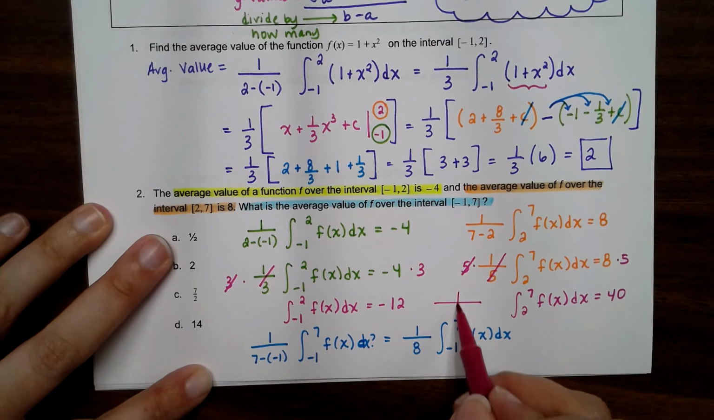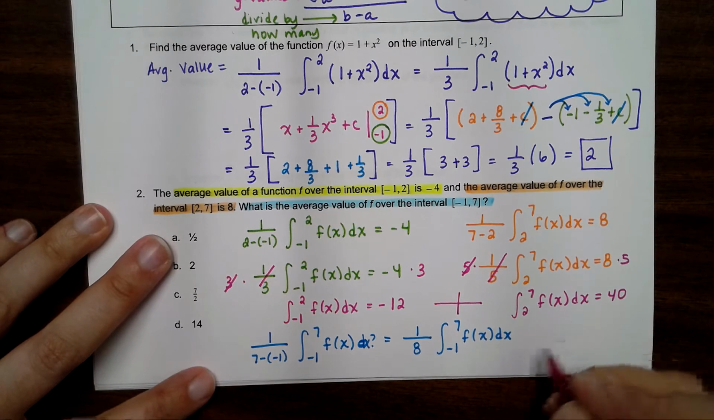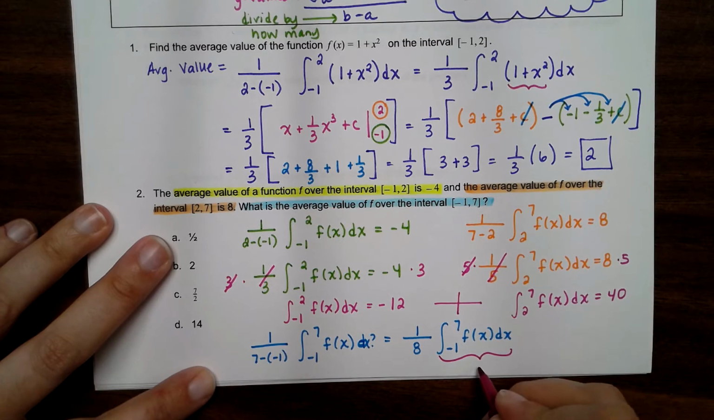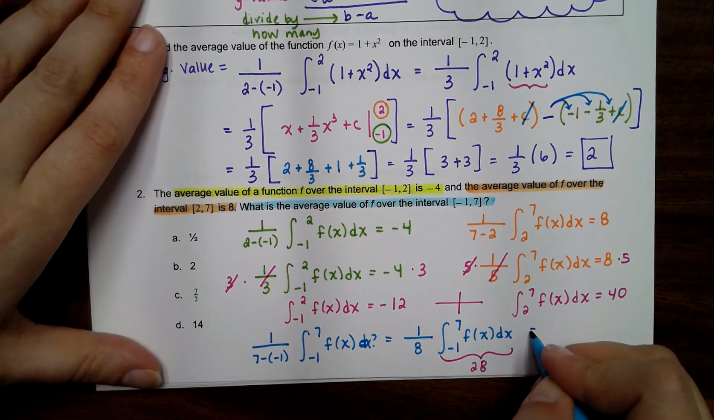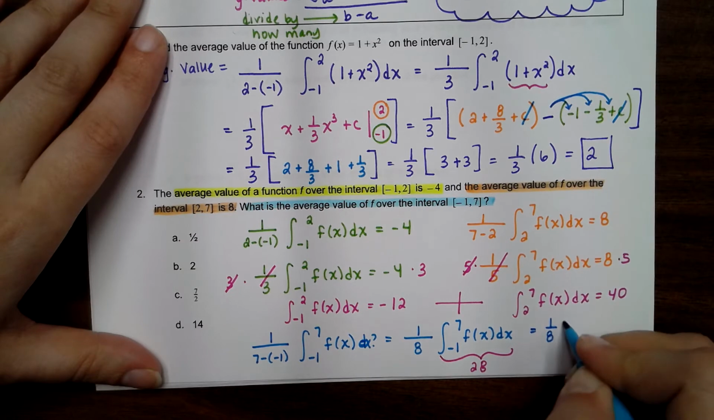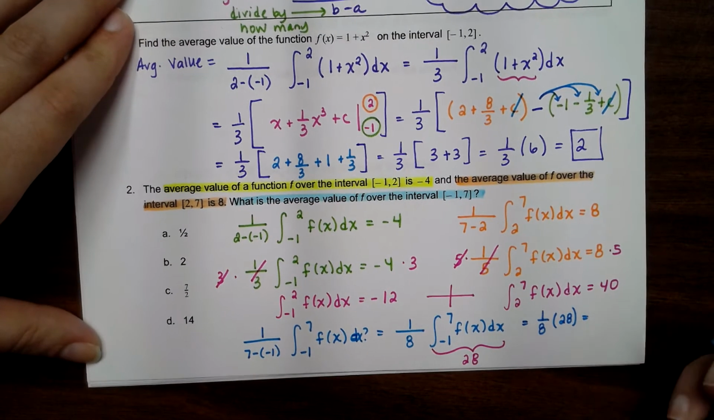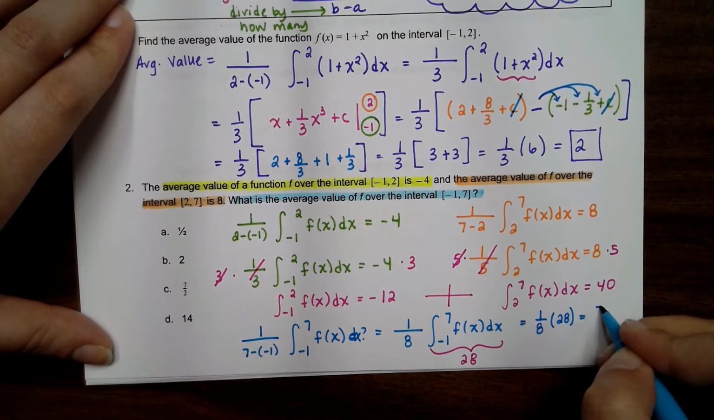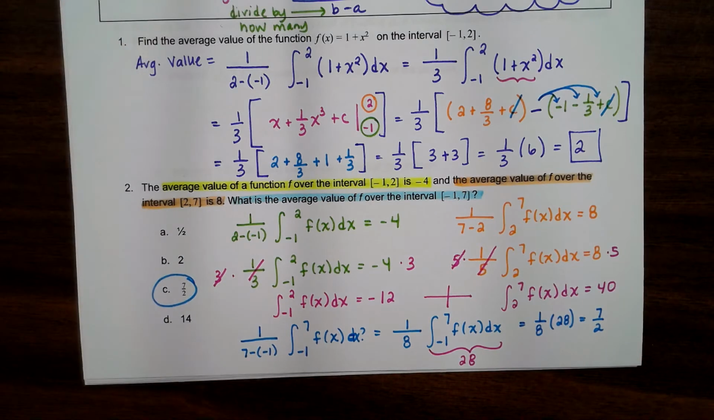Using these two integrals and adding them together, I can go from -1 to 7, which means that my integral here would be worth 28. So what I need to do now is I need to do 1/8 times 28. If I simplify that so I can divide them both by 4, I get 7 over 2, which is option C.